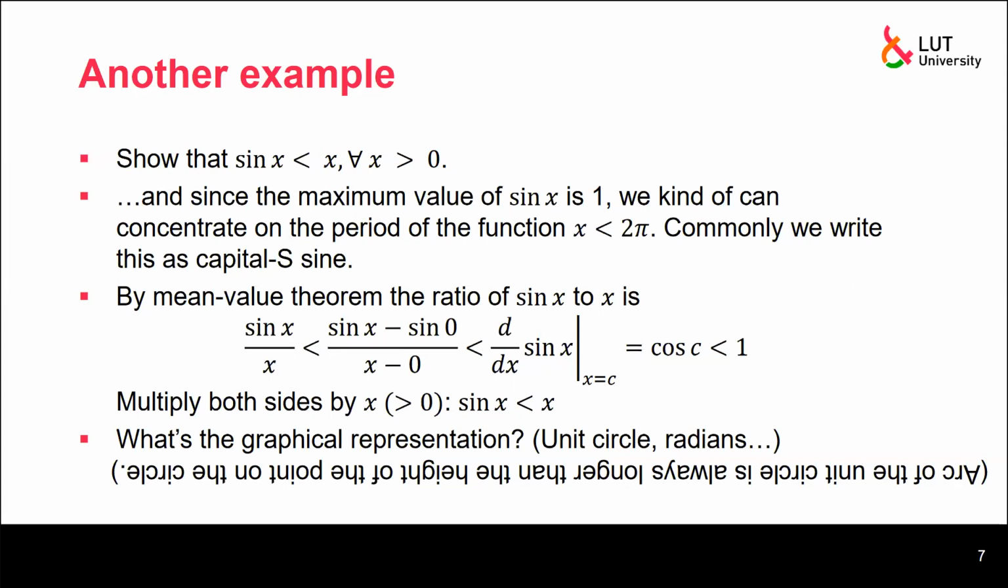And if we want to drive this home, multiply both sides. So we have sine x over x on one side, 1 on the other side. x is greater than 0 by definition here, so we can multiply both sides. So we get sine x is smaller than, or is less than, x.